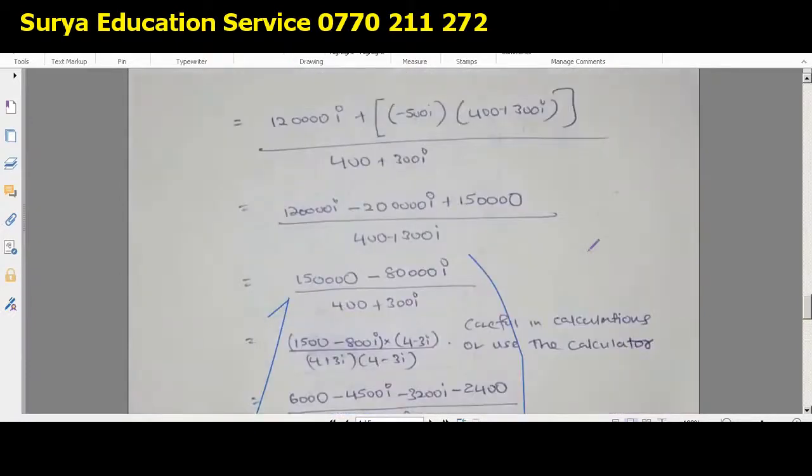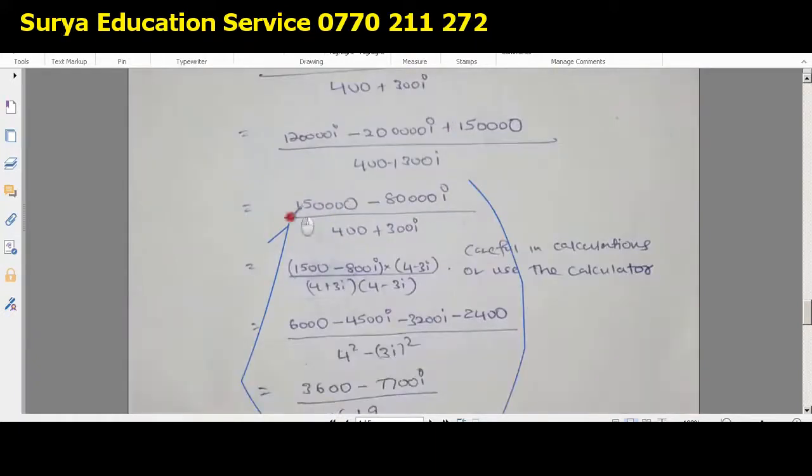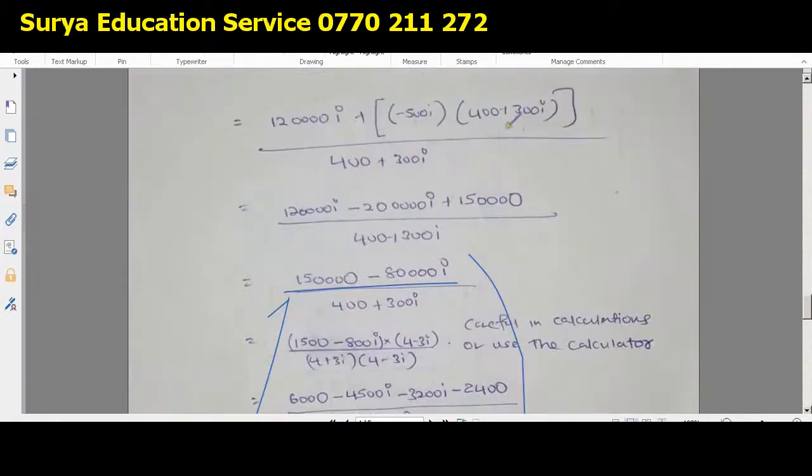Okay, this is not about complex numbers. Just multiply by the common denominator, then you would be getting upstairs and downstairs separately, right? Here you can simply multiply 500 into 400. You would be getting 2 lakhs. 500 into 300, I think 150,000. This is 120,000.